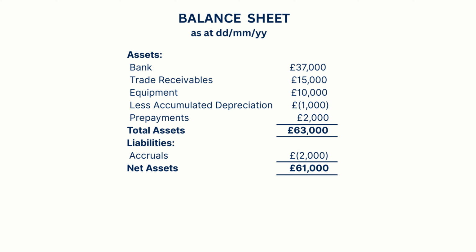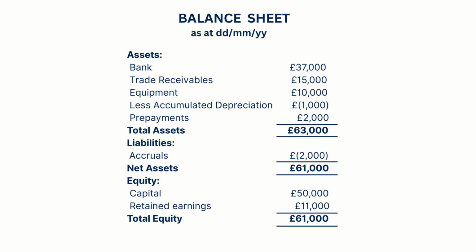Next, we identify liabilities. In our case, we have accruals. Total liabilities therefore equal £2,000. Finally, we determine equity. The owner invested £50,000 capital. During the period, the business generated profit. Revenue £15,000 minus expenses £4,000, so profit is £11,000. Profit increases equity and becomes retained earnings.